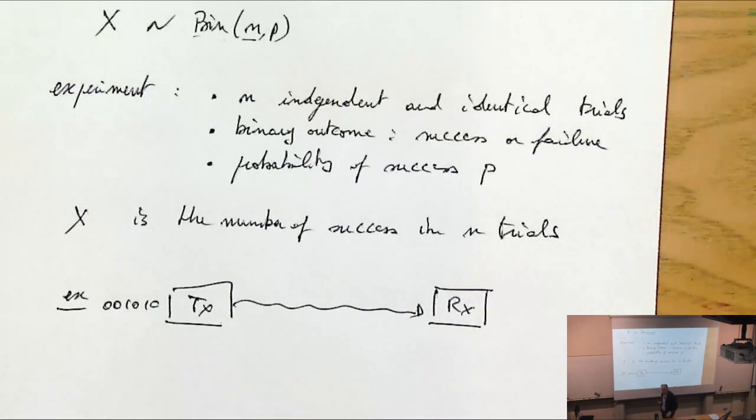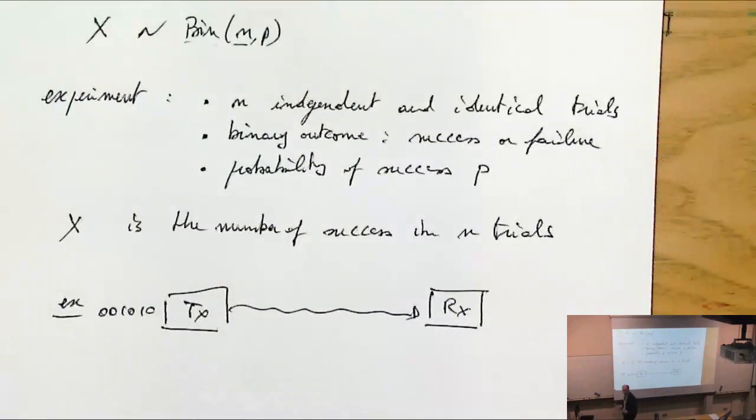So what X will measure is the number of bits that have been correctly decoded by the receiver. Either they're correctly decoded or they're incorrectly decoded. So you have a success or a failure. Essentially, what this can count is the number of successes you get out of n bits that are transmitted. And that will give you some form of probability of error.